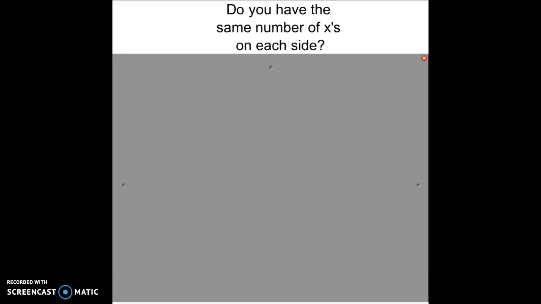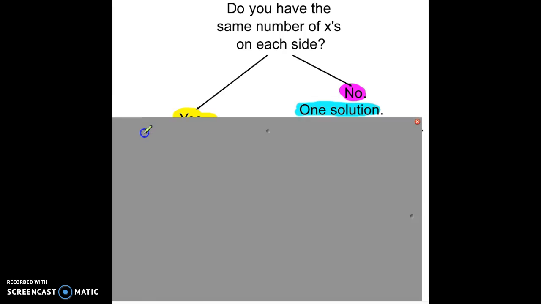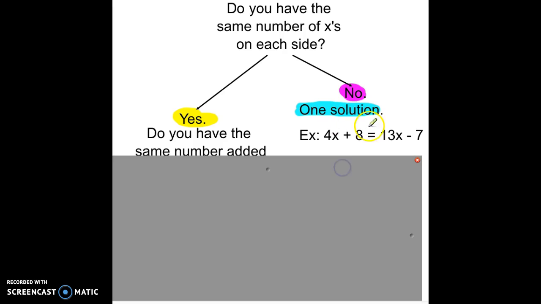Now you don't actually have to work out a problem completely to decide if or how many solutions you're going to have. First you need to ask yourself, do you have the same number of x's on each side? For that you're either going to have a yes or no answer. If it's no, then you have one solution, because that means you've got something like 4x plus 8 equals 13x minus 7. You have one solution because you'll subtract your 4x's from each side and you'll find out that you have x equals some number.